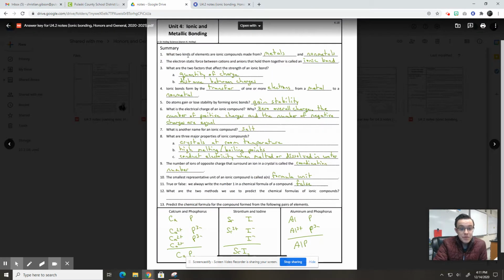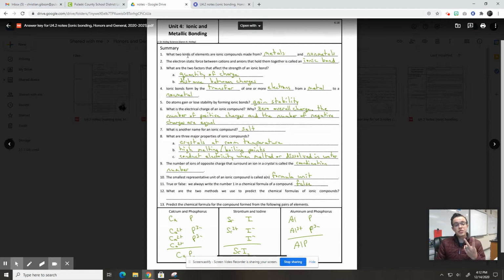So what 2 kinds of elements are ionic compounds made from? They're always made of 2 kinds of elements, metals and nonmetals. They're made of 1 metal and 1 nonmetal, okay? Number 2, the electrostatic force between cations and anions that hold them together is called an ionic bond. That ionic bond is formed by the electric attraction of the positive ion to the negative ion. Just like 2 magnets that stick together, the same thing with these ions. We call that attraction that holds them together, because 1 ion is positive, 1 ion is negative, an ionic bond, okay?